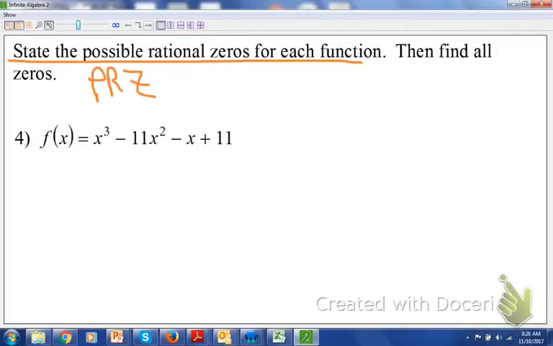So the first step of these problems is to state the possible rational zeros for each function. What are the possible rational zeros for this one? It's not a very long list, is it? Plus or minus 1 or plus or minus 11. And again, we don't have a coefficient here to deal with other than 1, so there's no fractions that are going to come into play. All right, so we're going to start out testing to see 1x cubed, negative 11x squared, negative 1x plus 11.